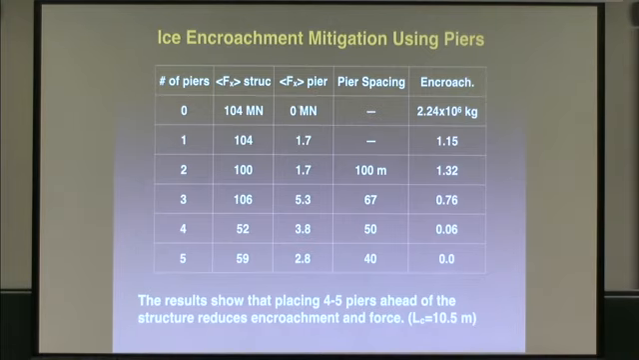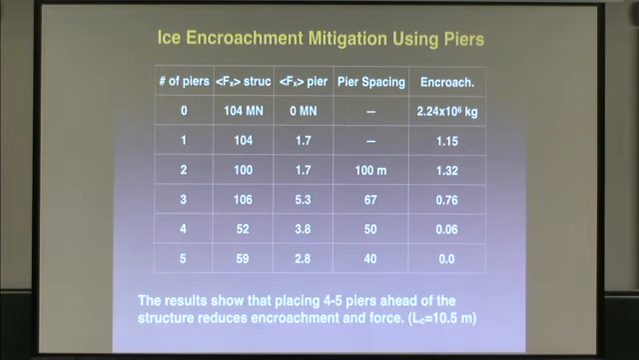The force on the pier goes from, of course, 0 up to quite a low value, 3 or 4 meganewtons. And that's the sum of all 5 piers. So the forces are quite low. Again, these are average forces. The peak forces are on the order of 20 meganewtons.